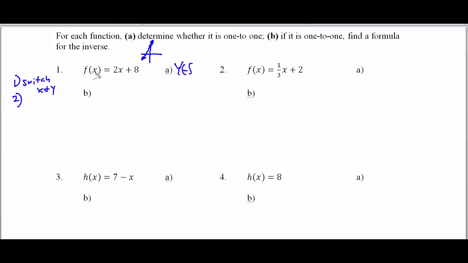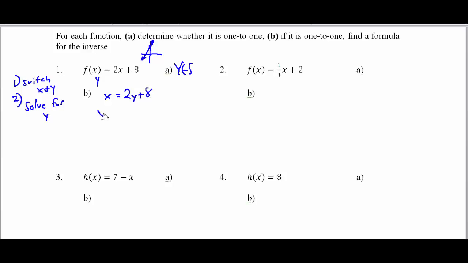You're going to switch x and y, so this equation, which is usually y equals 2x plus 8, is now going to be x equals 2y plus 8, and then you will solve for y. By solving for y, you're then going to get a new equation, which will be the inverse of the first equation.